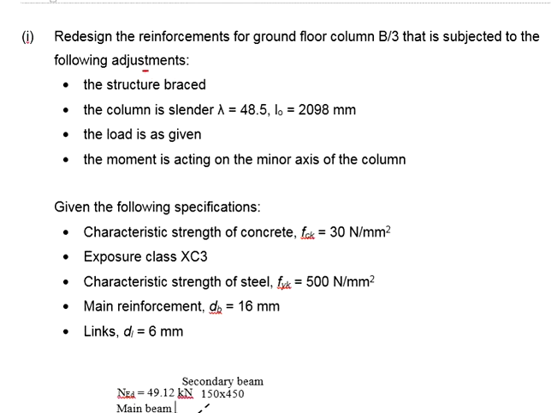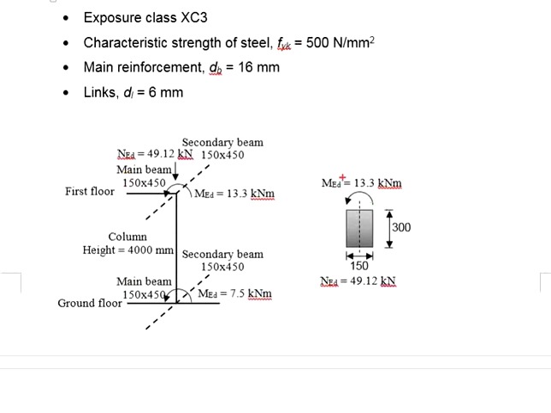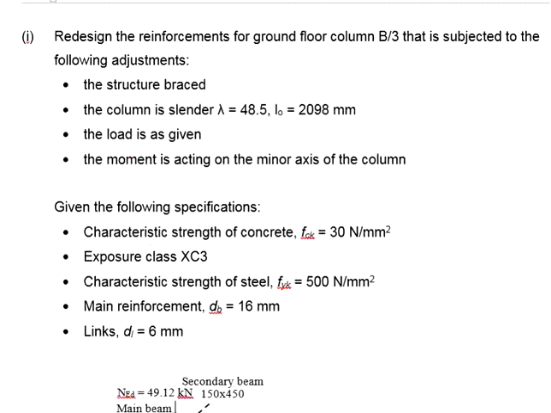The structure is braced, the column is slender, the slenderness ratio and the effective lengths are given. The loadings are the same, except that the moment is acting in the minor axis. This example is meant to demonstrate the differences in terms of the calculations when the moment is acting in the minor axis of the column.